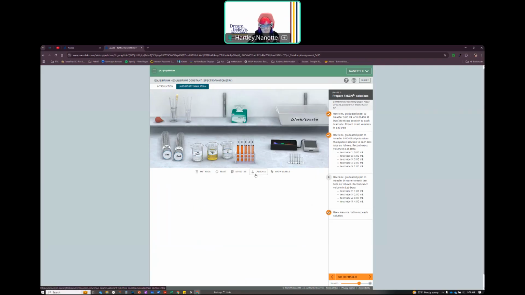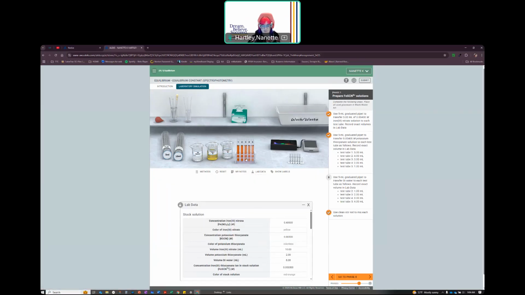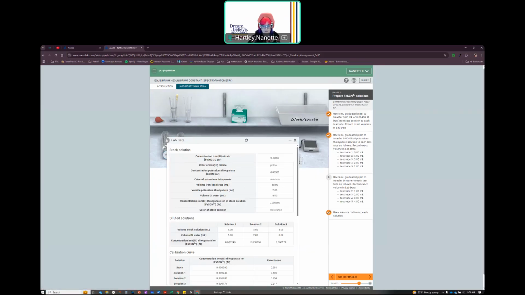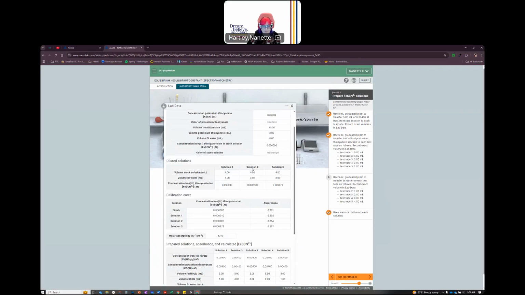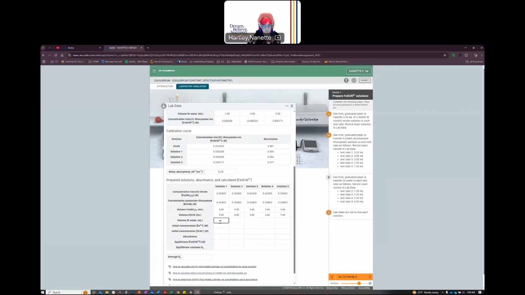Got to write it down. And of course, the reason that we add the distilled water to this is we want to make sure that all the volumes are the same. It makes our math a little bit easier.